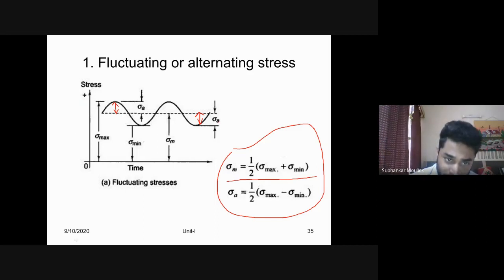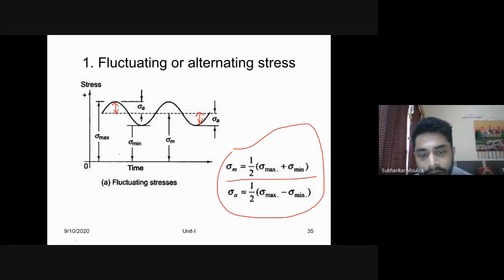And why have we taken a sinusoidal curve? Because a sinusoidal curve is easy to analyze as compared to a cosine curve or tan curve. It can be a tan curve, it can be a cosine curve, but since the sinusoidal curve is easy to analyze, we have taken it as a sinusoidal curve. Is it clear?